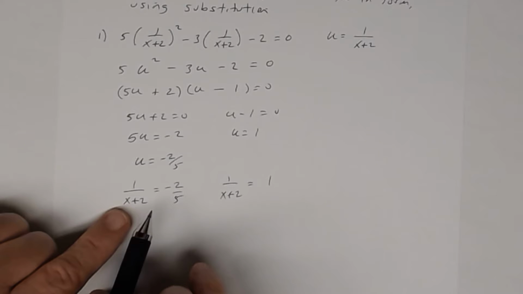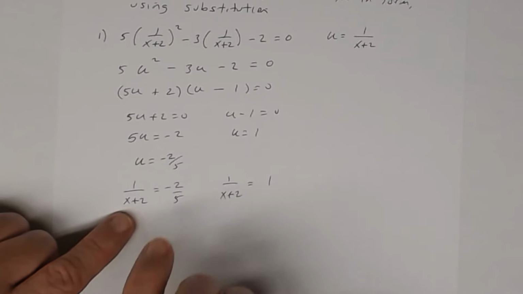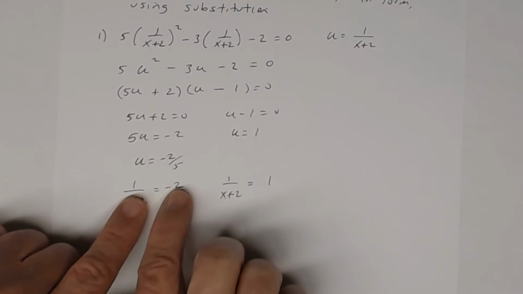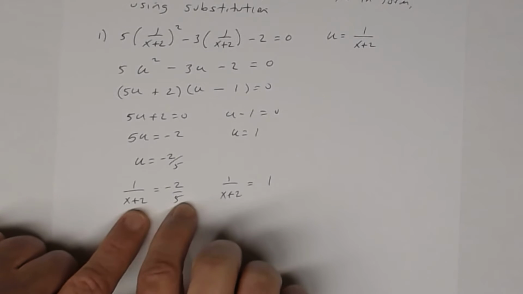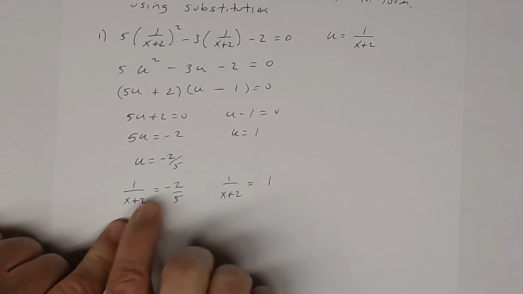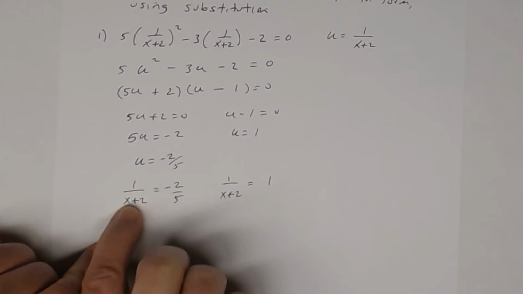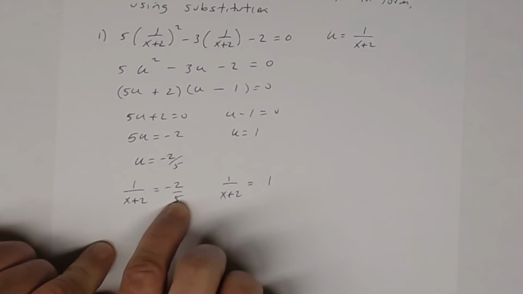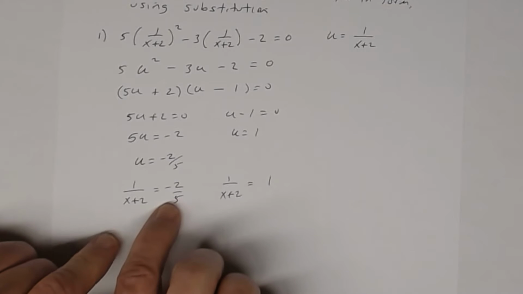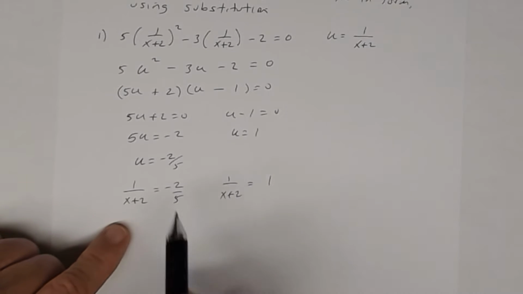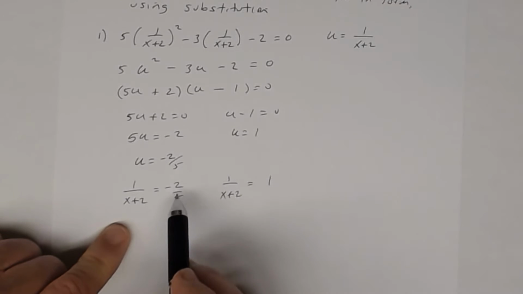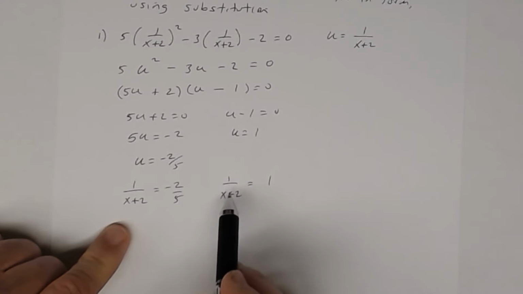Now you have to remember from previous lessons or in previous courses how to solve a rational equation. And in this case, it's a proportion. You have a ratio equal to a ratio. And it's very easy to solve a proportion. All you do is cross multiply. Same thing here, cross multiply.